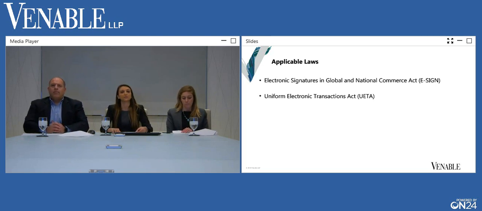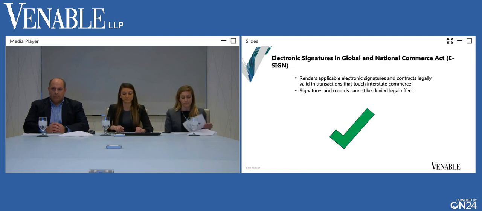ESIGN is actually a federal law that was passed in 2000, and it renders applicable electronic signatures and contracts legally valid in transactions that touch interstate commerce. So basically, it means that signatures and records cannot be denied legal effect solely because they were conducted online. And this has really facilitated transactions in the past 18 years since it was passed in 2000 because, as you know, many contracts are signed online these days. And so this was the federal law that gave way to that.